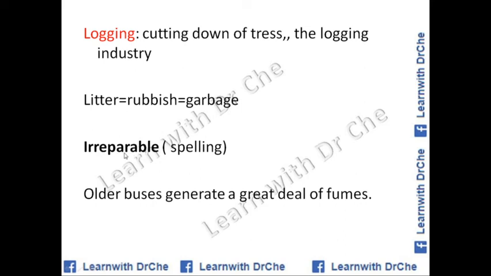And one word is irreparable. For example, irreparable damage to something when you are talking about pollution and the environment. Spelling is very important here: irreparable is spelled I-R-R-E-P-A-R-A-B-L-E, there is no I after the P. Old buses generate a great deal of fumes. And similarly we use a large amount of garbage, amount of rubbish.